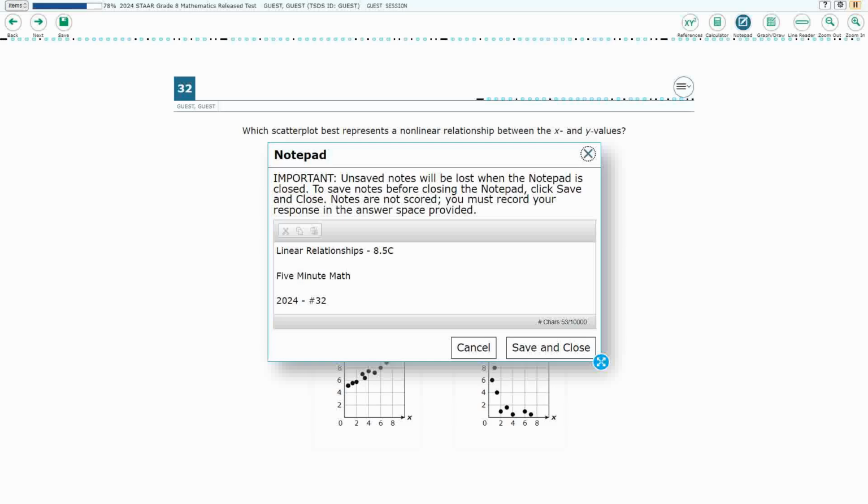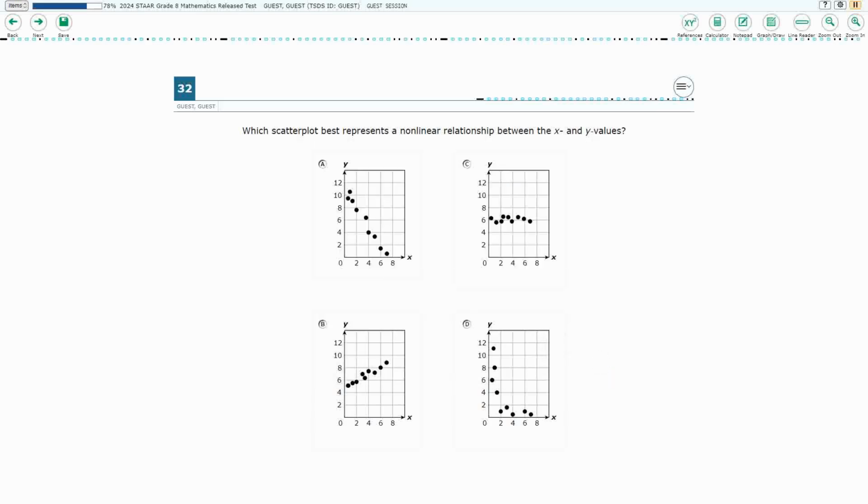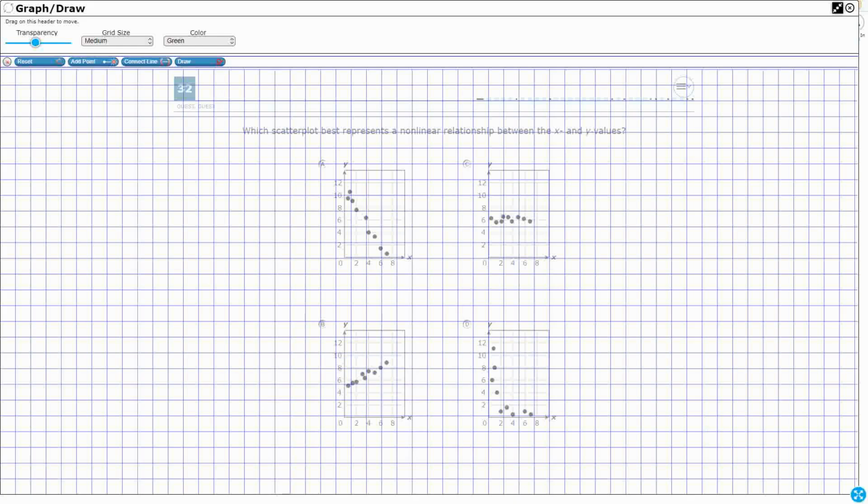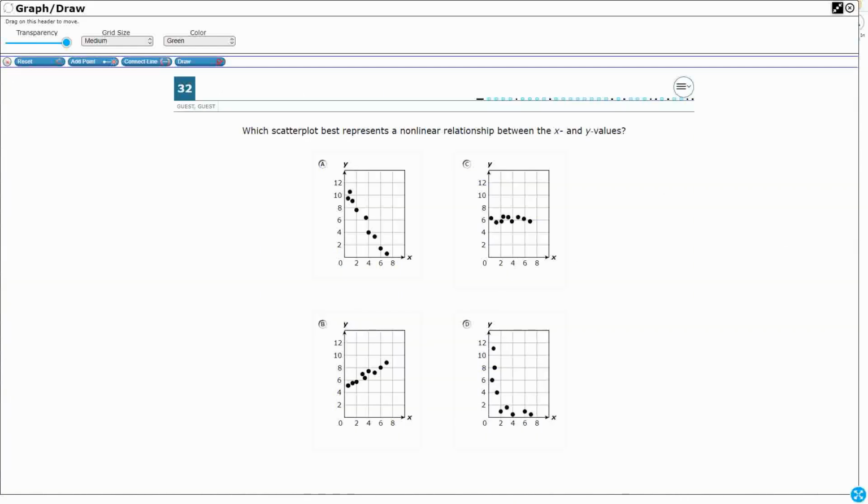Today we are looking at the 8th grade concept of linear relationships. This is standard 8.5C in the great state of Texas, and we are using item number 32 of the 2024 released STAAR test. If you haven't done so already, please take a moment to pause the video, work this problem out on your own, unpause it, and we will look at our answers together.